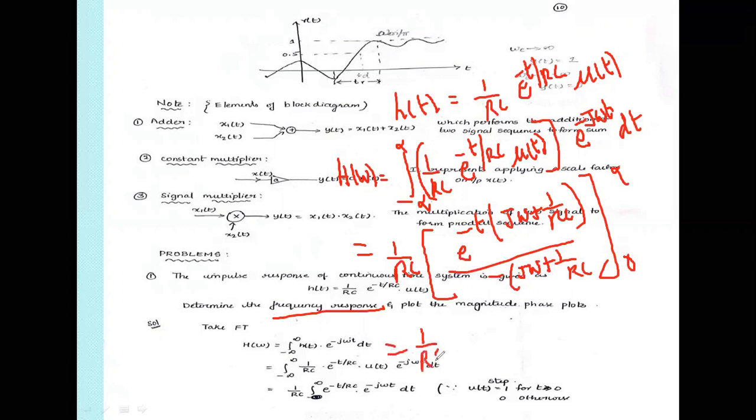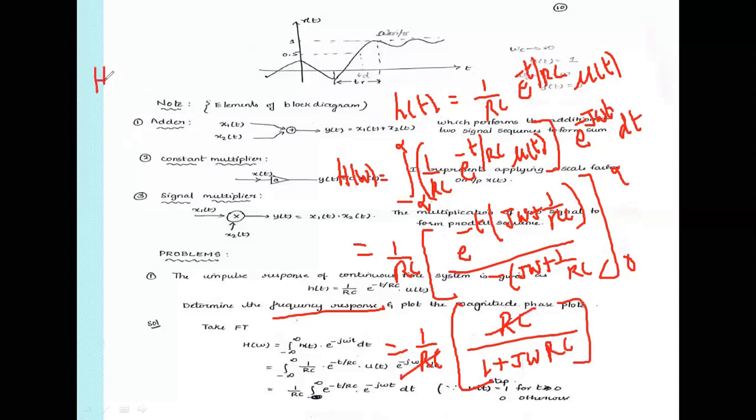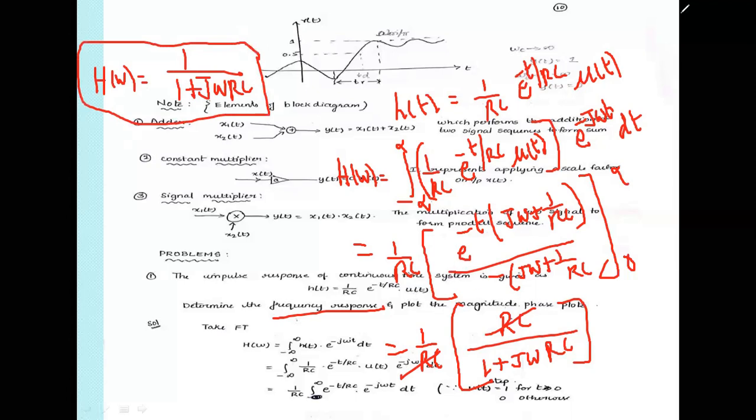Then after simplifying, 1 by RC times 1 by j omega plus 1 by RC. So take the LCM and we get the denominator 1 plus j omega RC. RC gets cancelled, so H of omega, the frequency response, is equal to 1 by 1 plus j omega RC. Okay, we got the frequency response, and now also plot the magnitude and the phase.